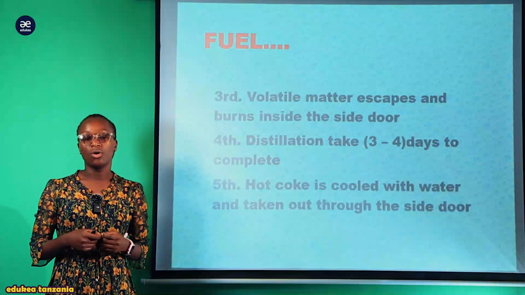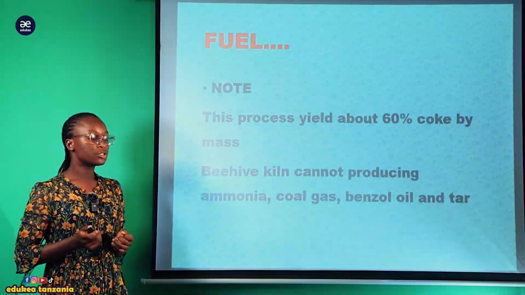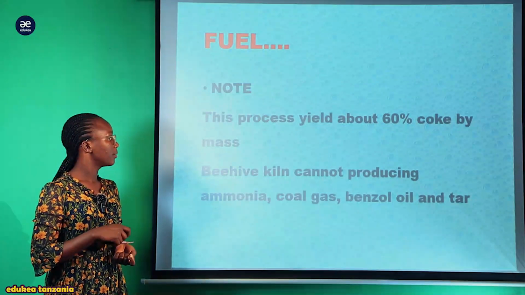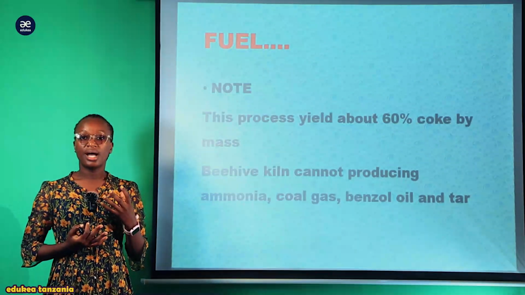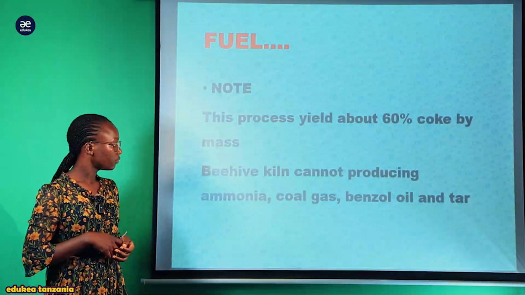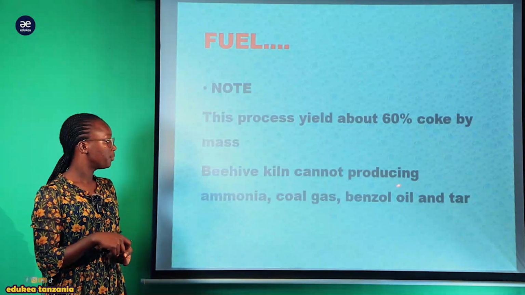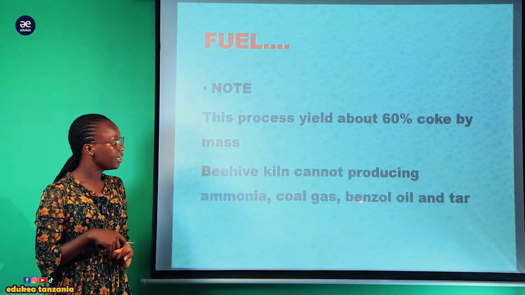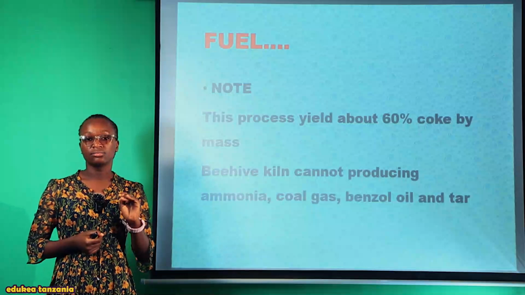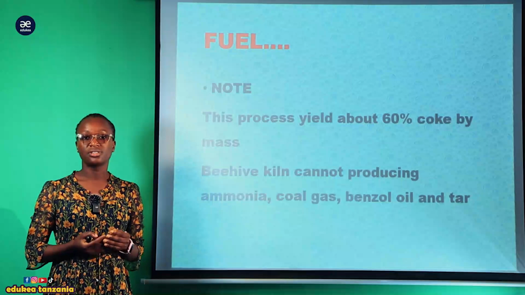Something to note here is this process yields about 60% coke by mass, kwamba kiwango cha coke ambacho kinazalishwa ni almost 60%. And beehive kilns cannot produce ammonia, coal gas, benzol oil and tar. Yenyewe hii hapa kwa sababu it's done traditionally. That's why it is very simple. It's not complicated. It is cheap. So it is limited in producing some of the product gases.